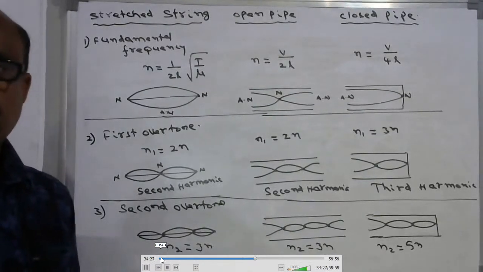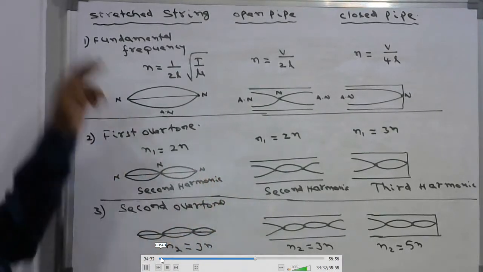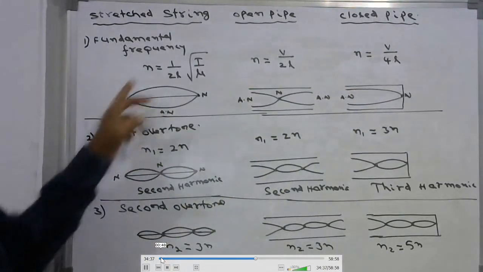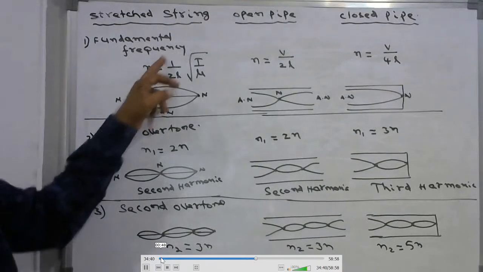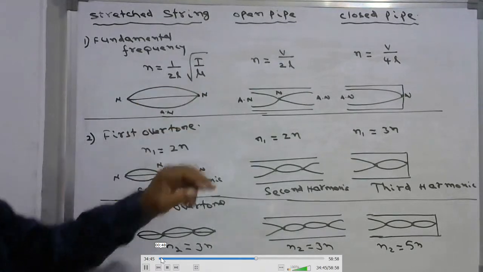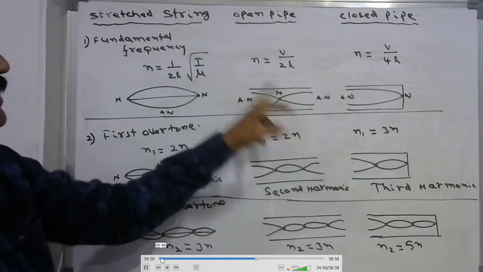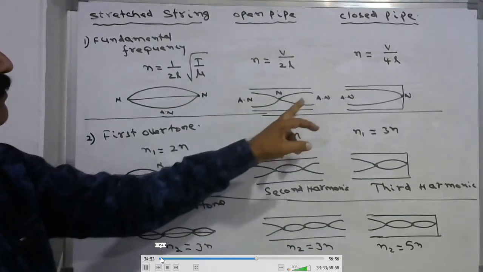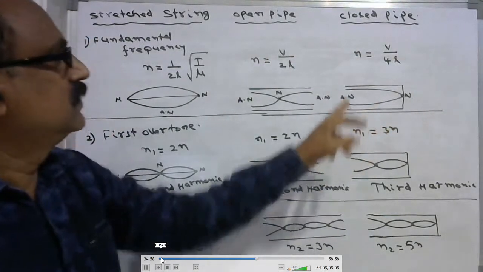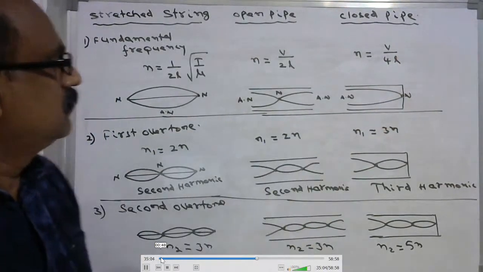Now carefully listen to the comparative observation in case of stretched string, open pipe and closed pipe. See, in this case, fundamental frequency is equal to 1 by 2L under root T over mu, where T is tension and mu is linear density of the wire. In this case, it is velocity of sound in air by length of the air column. This is in case of open pipe, V by 2L. And in case of closed pipe, fundamental frequency is equal to V by 4L. So this is the related figure.